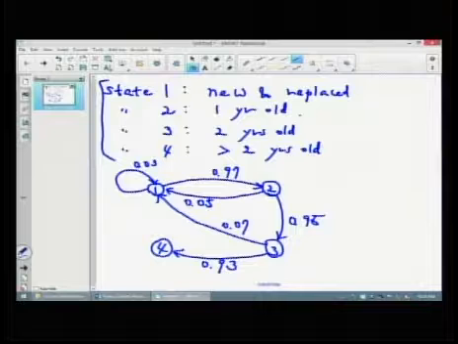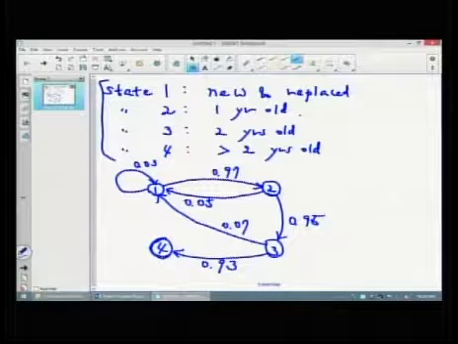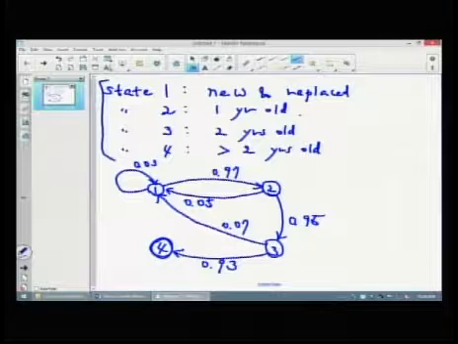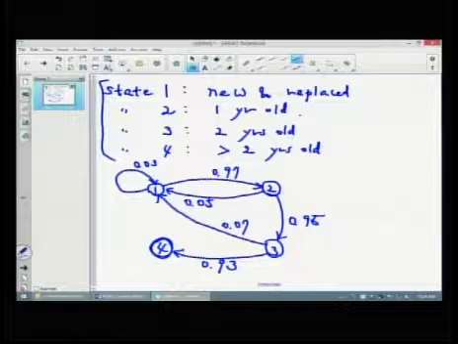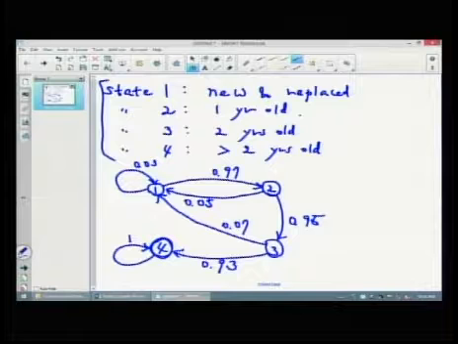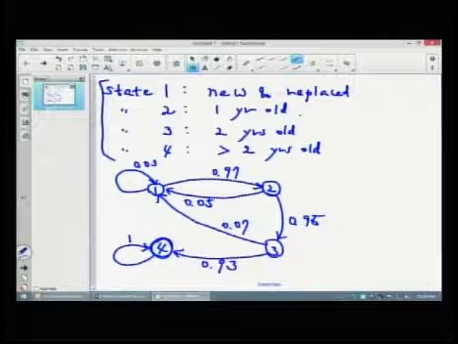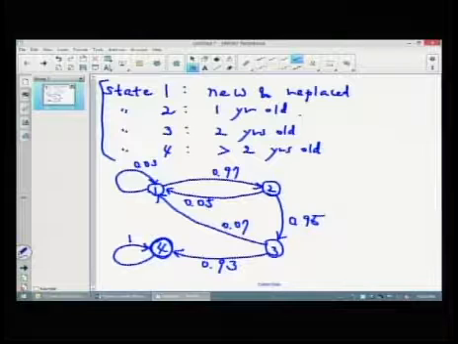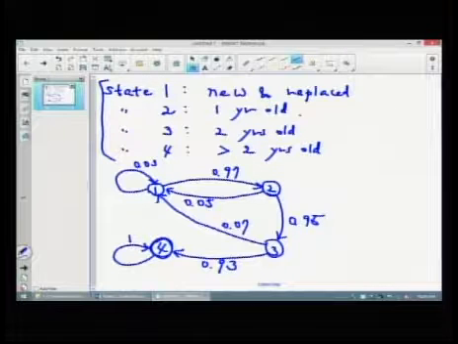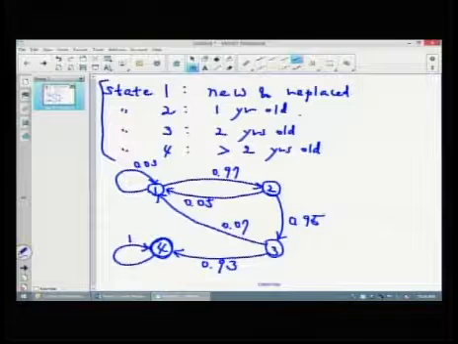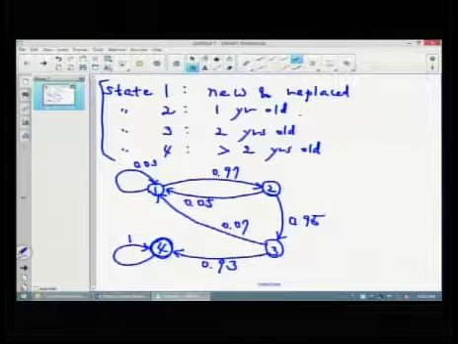How about starting from state number 4? What transitions do we have? It's going to be 1. Why? Because if the refrigerators are older than 2 years, then it is not covered by warranty. Is that right? So we have here an absorbing state. State number 4 has got to be an absorbing state. Does that make sense?